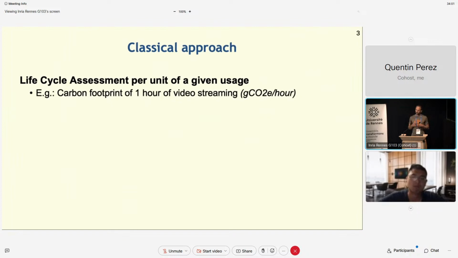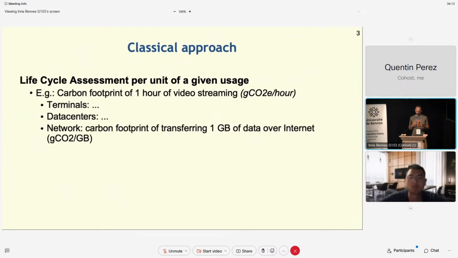So for that, the classical approach is to follow lifecycle assessment norms by looking at a functional unit such as what is the carbon footprint of 1 hour of video streaming. For this, we'll have to consider both the productions and use phases of all the involved sub-services, including the servers, the end-user devices, but also the network infrastructures. And through this exercise, it is common to reuse the result of other functional units, such as the carbon footprint of transferring 1 gigabyte of data over the internet.